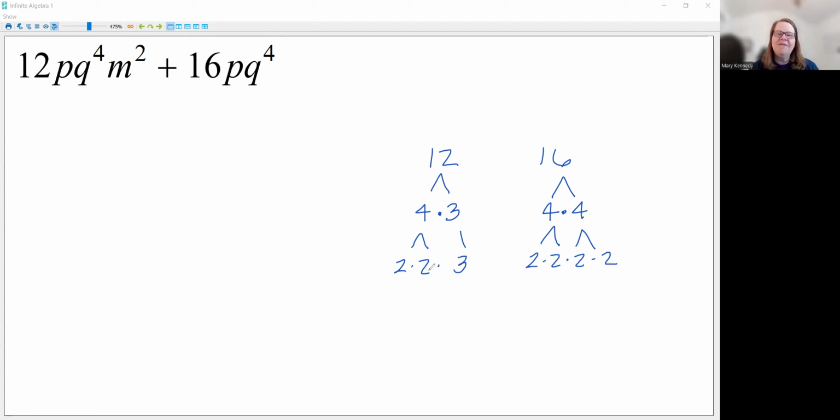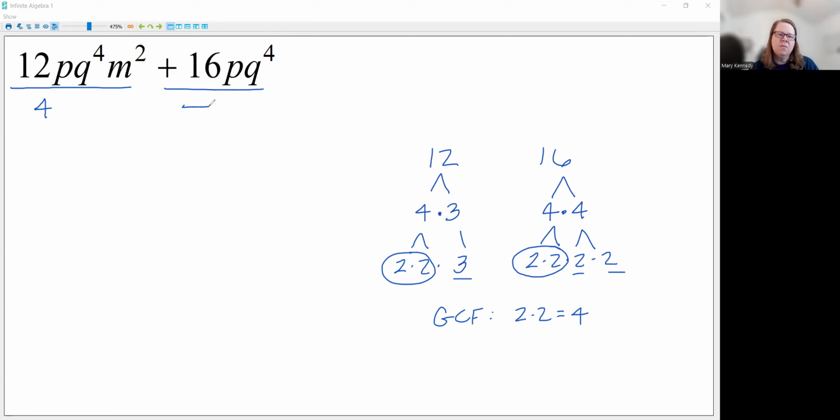All right, now we're looking for what we have in common. So we have two 2's here, two 2's here, and then 3 is not in common. This doesn't have another 2, this doesn't have another 2. So the greatest common factor, GCF, greatest common factor, is 2 times 2, which is 4. So we can divide both of these by 4.